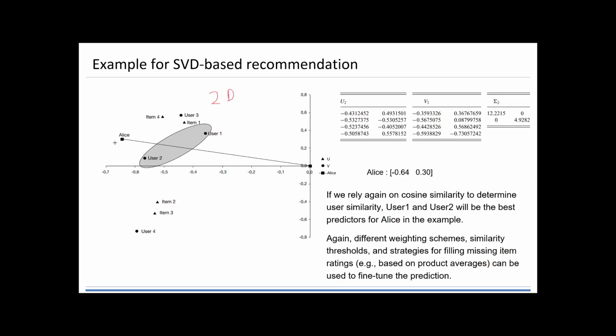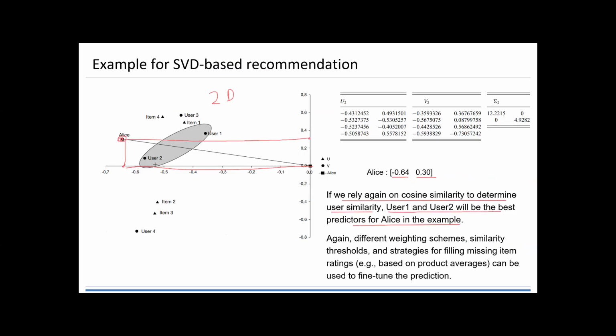If you look at this, Alice's value is minus 0.64 and 0.3. So minus 0.64 here and 0.3, so here. Then this is the position of Alice. We can rely on the cosine similarity to determine the user similarity, which is, user 1 and user 2 can be the best predictor for Alice in this example.